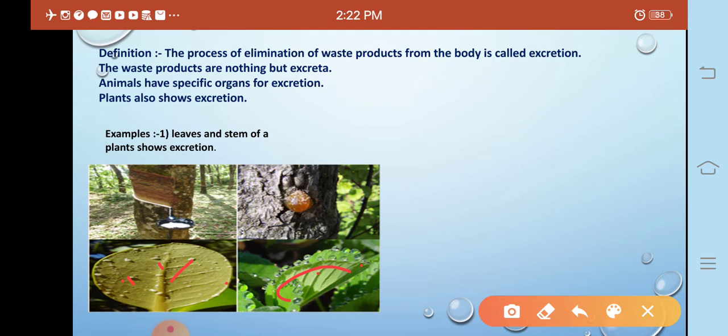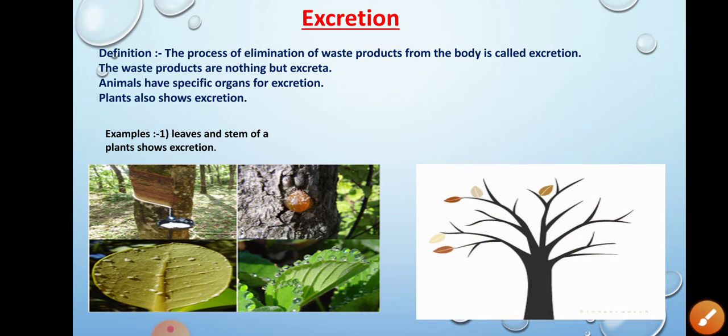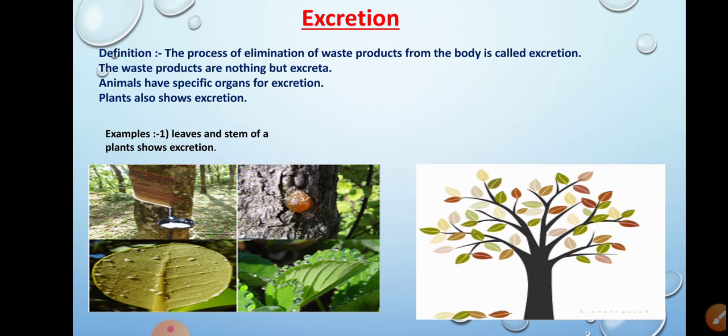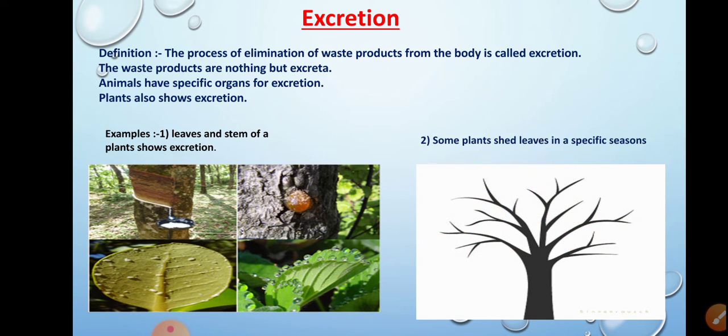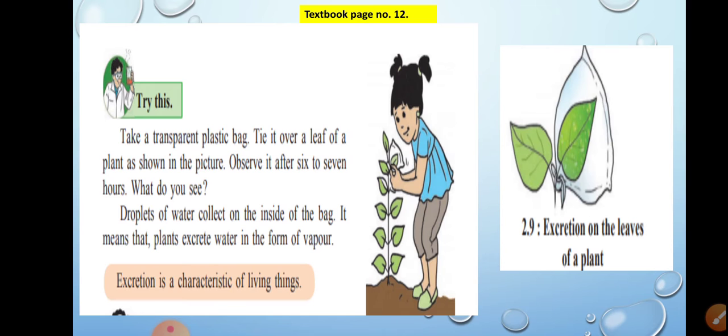And if you take the example of the stem, this is a drumstick stem, and this is a rubber plant. Yes, rubber is a waste product of the rubber plant, and the drumstick stem shows a sticky substance as a waste product. The second example is that some plants show excretion by shedding their leaves in a specific season, because their waste product is stored in the leaves.